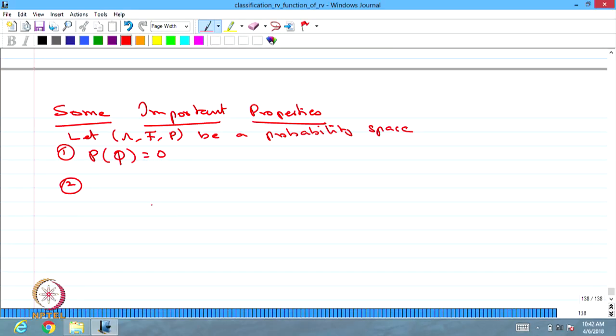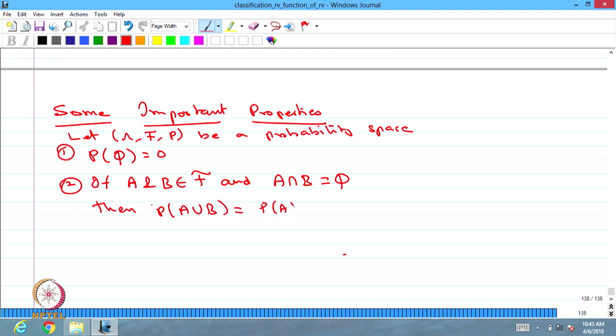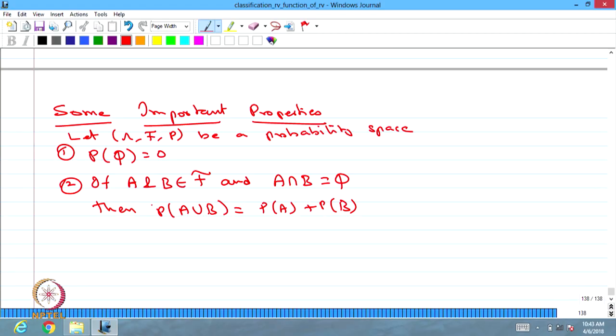Second property, if two events A and B belonging to F are mutually disjoint events, intersection of events is empty, then if you want to find out the P of A union B, that is same as P of A plus P of B. If two events are mutually exclusive, mutually disjoint events, then the P of A union B, that is same as P of A plus P of B. Otherwise, in general, for any two events, P of A union B is P of A plus P of B minus P of A intersection B. Since P of A intersection B is empty set and the P of empty set is 0, therefore P of A union B is the same as P of A plus P of B.